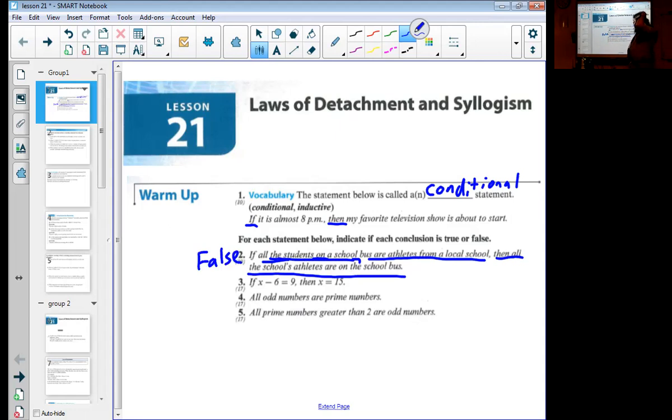If x minus 6 is 9, then x is equal to 15. So here we're saying this part is true. You have a number of things, you take away 6, it equals 9, then the number of things you have is 15. So we can add 6 to both sides, plus 6, plus 6. 9 plus 6 is, in fact, 15. So this is true.